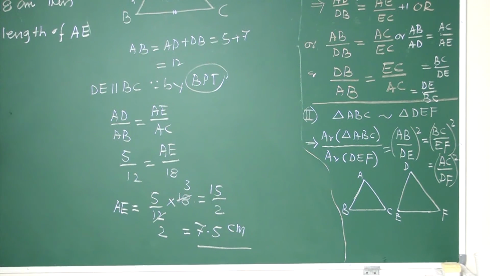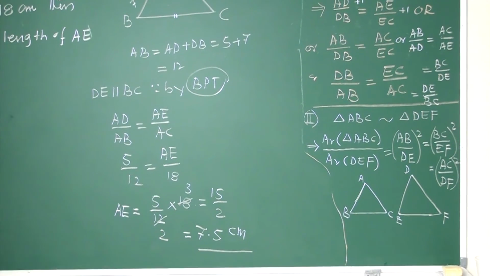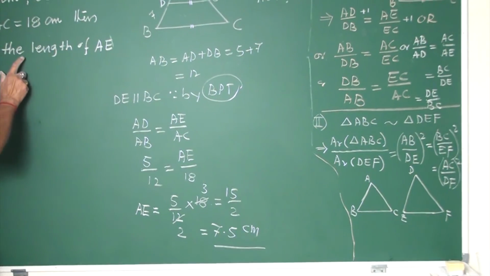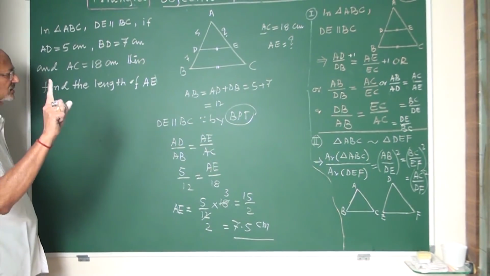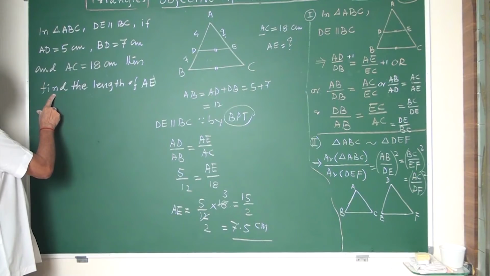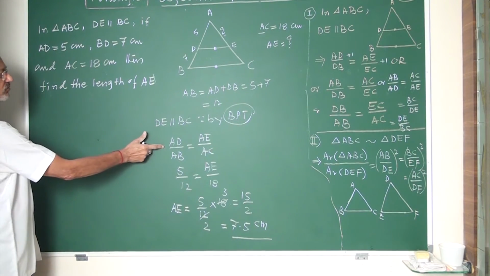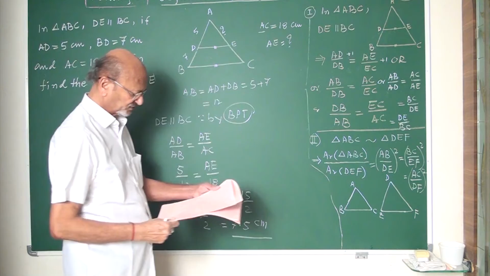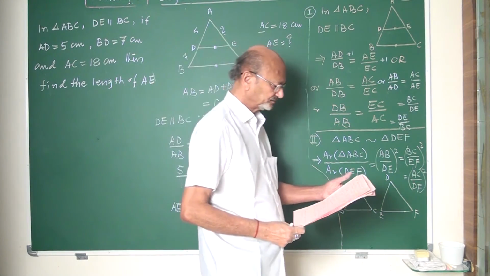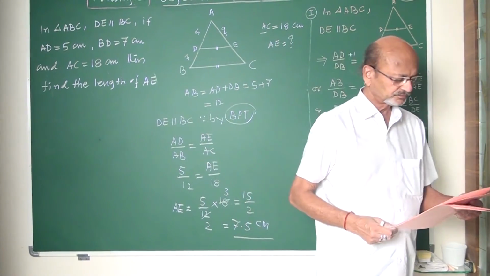Just you have to find the length AE. One more question or two more questions, it all depends upon the examiners when they give it like this. If they give it with options, it is strictly one mark. Either they may give a one mark question, otherwise a two mark question. Yes, my friends, copy it quickly.